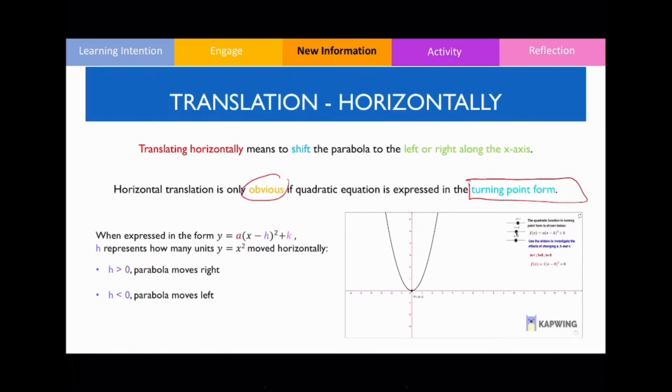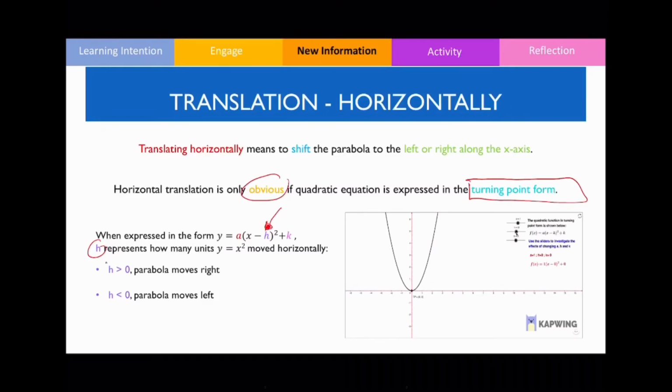In this case, for you to tell whether something has translated horizontally, if it's represented in the turning point form, you just need to look at the value of h. So h is pretty much any number that's found inside of the bracket within the turning point form. And this will tell you how many units it moved left or how many units it moved right.